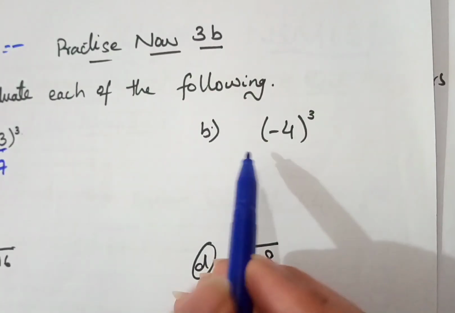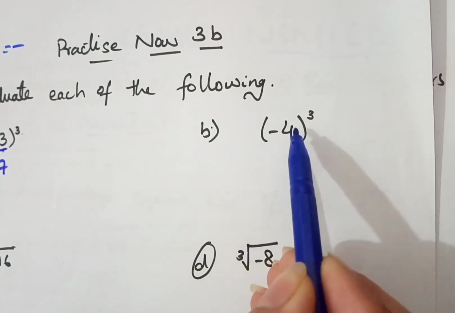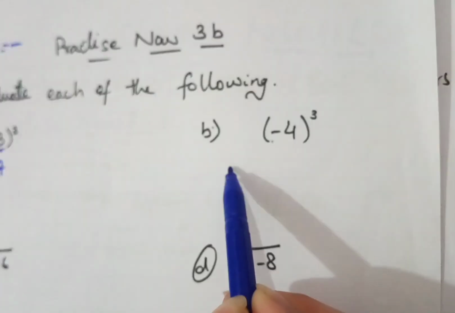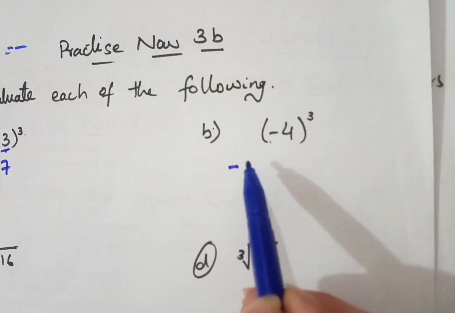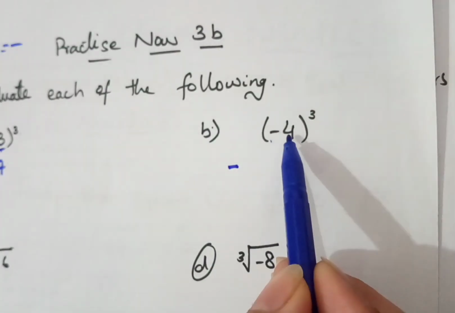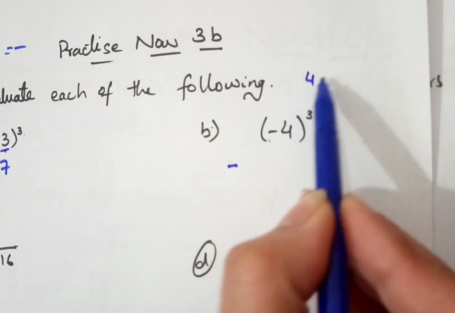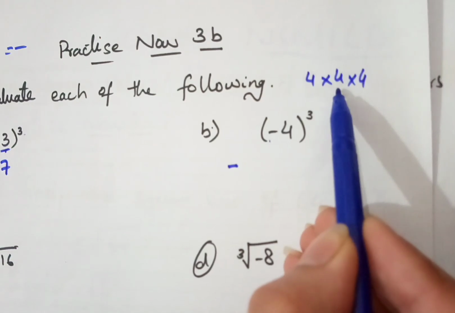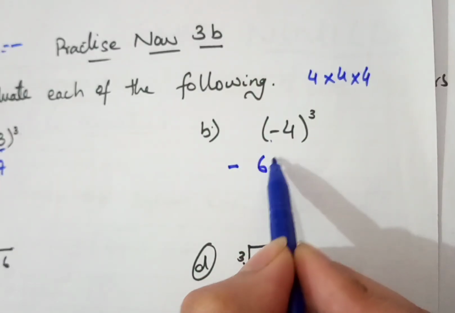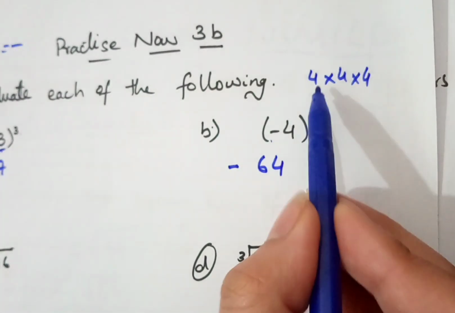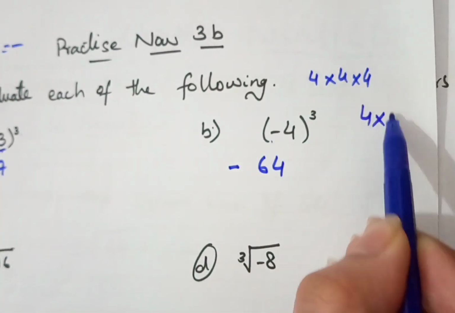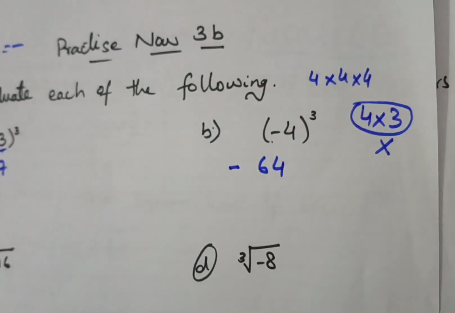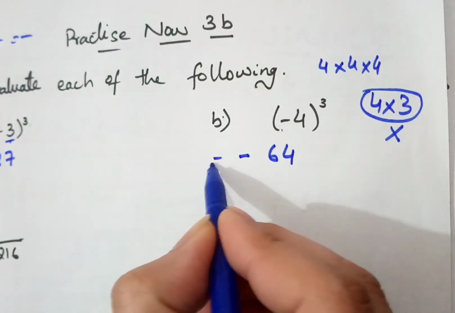Now we will do part B, in which we have bracket minus 4 cubed. Again, we have an odd power. 3 is odd, so this minus will remain minus. As you multiply minus 3 times, we get the answer minus. Now 4 power 3 means 4 multiplied 3 times. 4 4s are 16 and 16 4s are 64. Now students, 4 power 3 does not mean 4 multiplied by 3. That is a wrong concept. You have to multiply this 4 three times. So minus 64 is your answer.